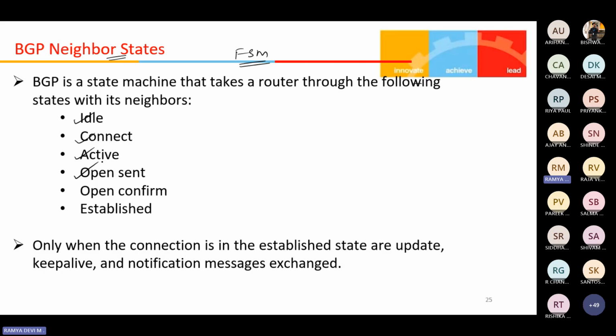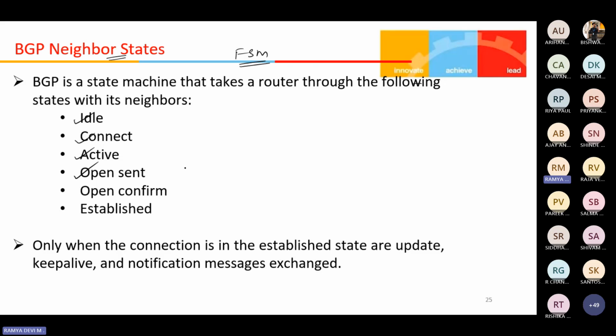So open, the TCP connection is established. The router is sending an open message to the neighbor. Okay, so it will be waiting for an open message in return. If the source sends the open message, it will also be waiting to receive one.